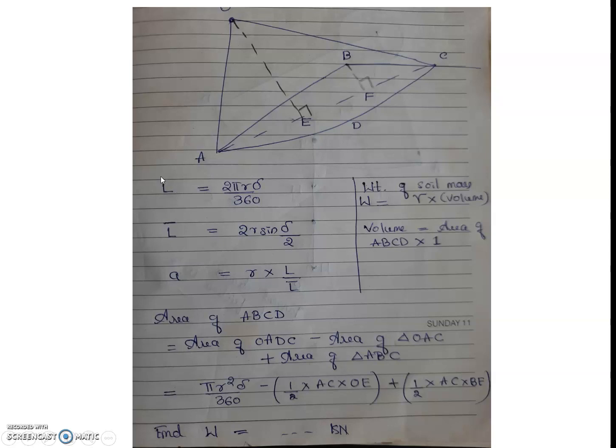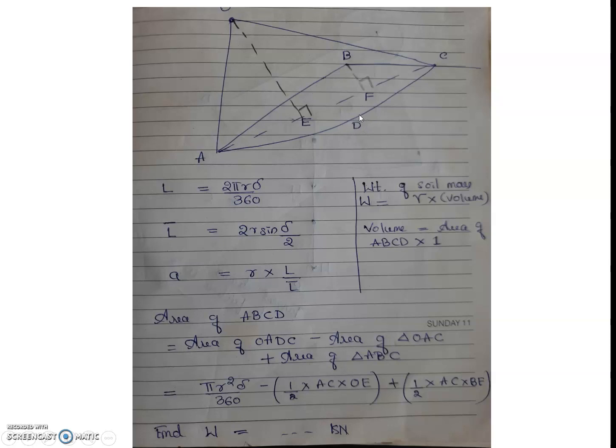Now find the length L of the arc by the equation 2 pi R delta divided by 360, and L bar equal to 2R sine delta divided by 2, where all these data are given, that is R is given and delta we found out from the previous step. And A will be calculated using the formula R into L divided by L bar. Now we have to find out the weight of this soil mass, that is the weight of A, B, C and D.